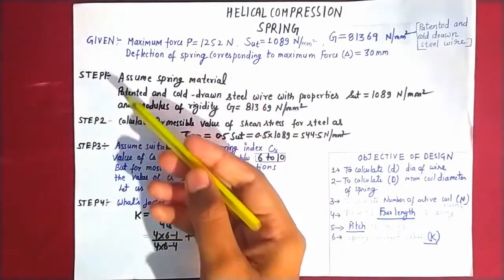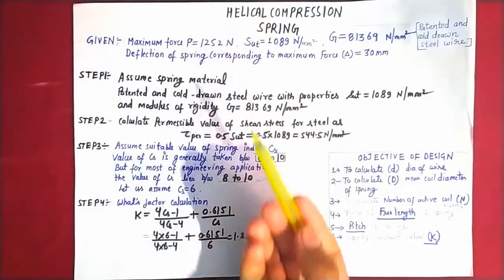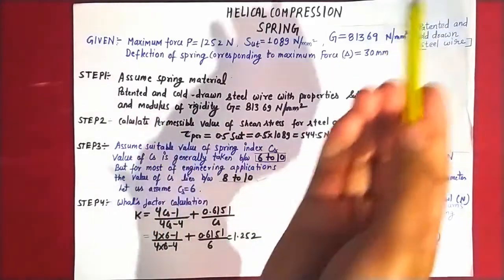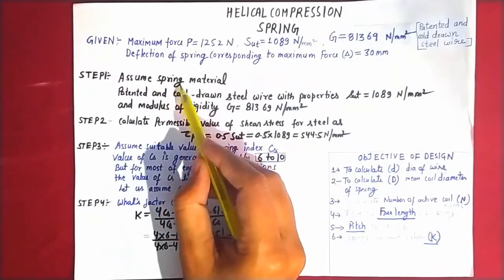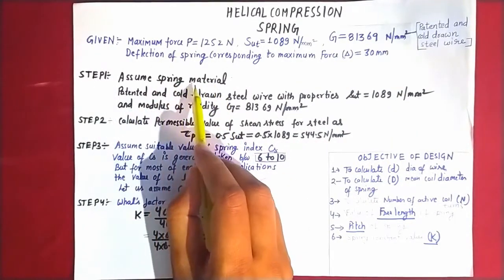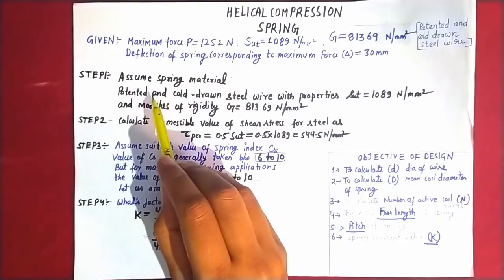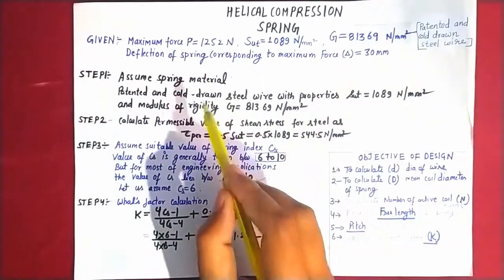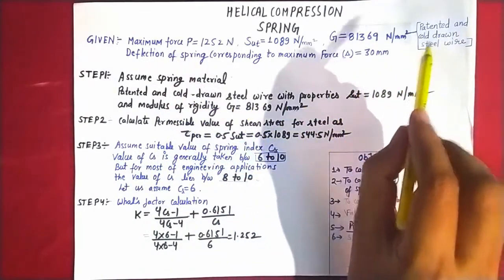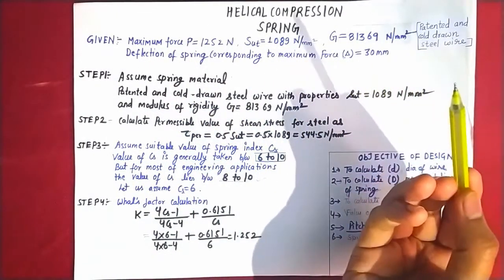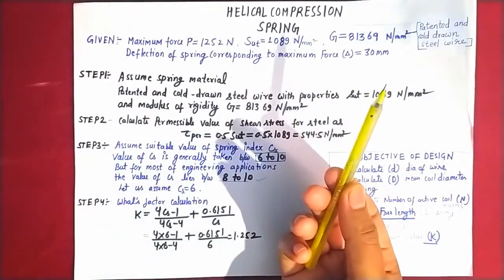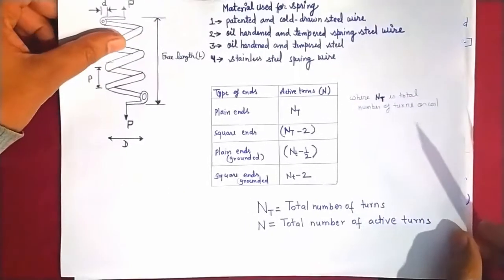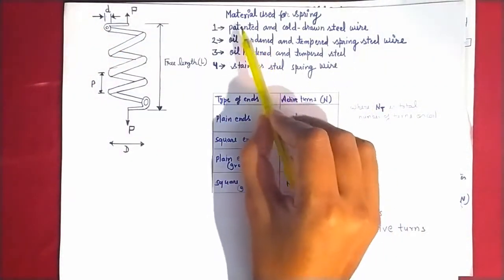So we will follow a step-by-step procedure, and let's follow that procedure so that you will be able to design the spring very easily. So the first thing is the assumption of the spring material. We have to first assume the spring material. Here patented and cold drawn steel wire is given as the spring material. But suppose the material is not given to us, then you can assume the material according to your application, and the various materials which are used for construction of the spring are given here.